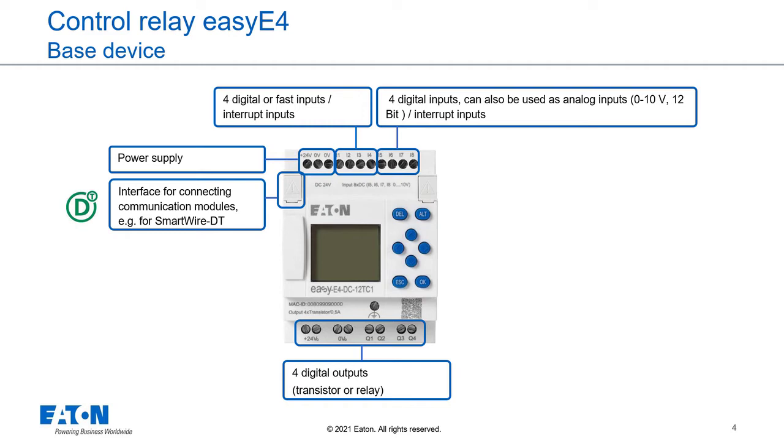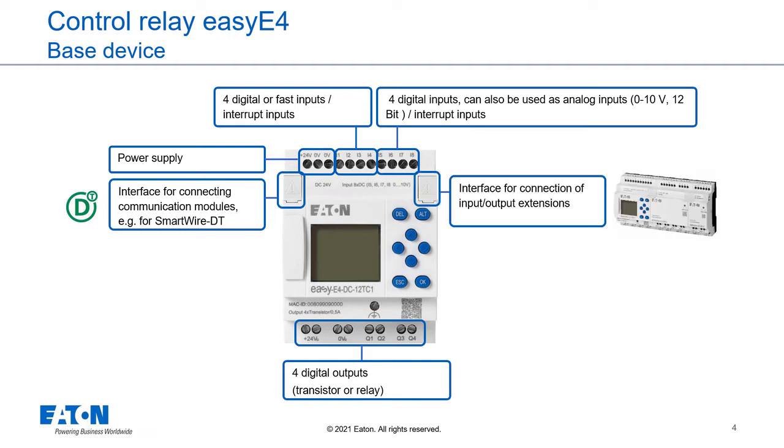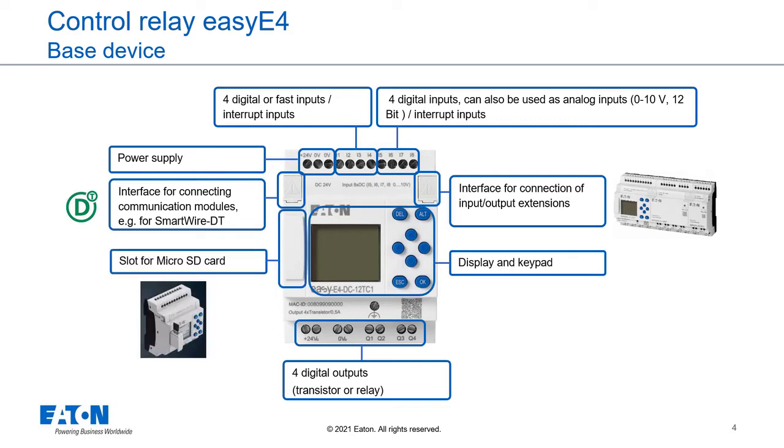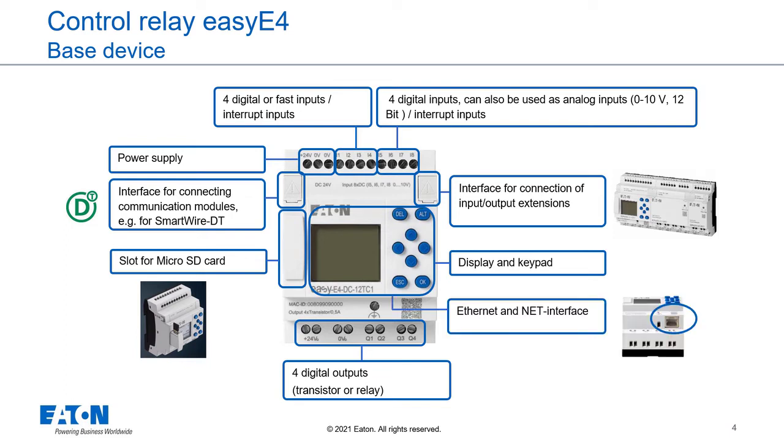On the right-hand front is the interface for connecting input and output expansions. The slot for the microSD card is located next to the display on the left-hand side of the housing front. The interface for connecting to Ethernet, which is also used for programming and connection to the net, is located under the keypad.